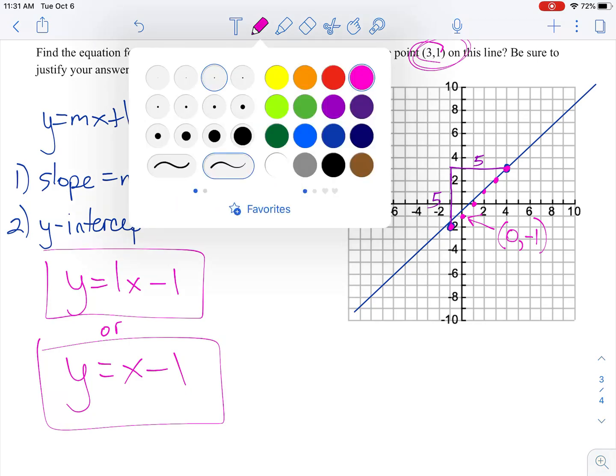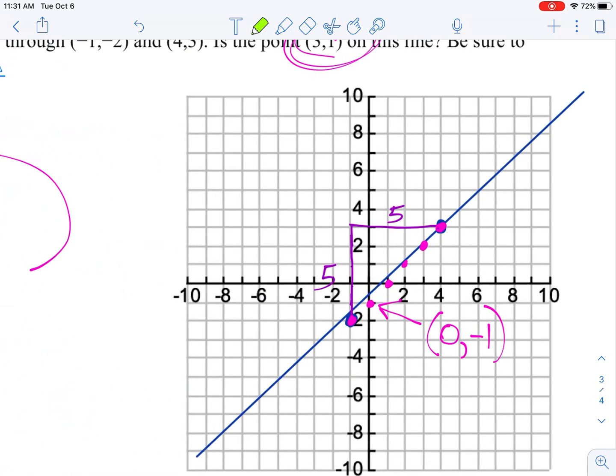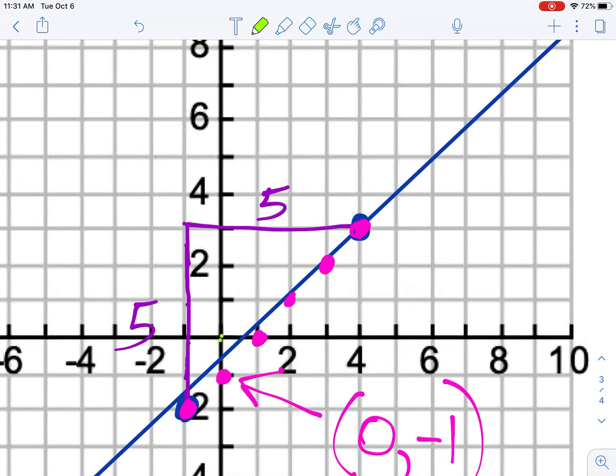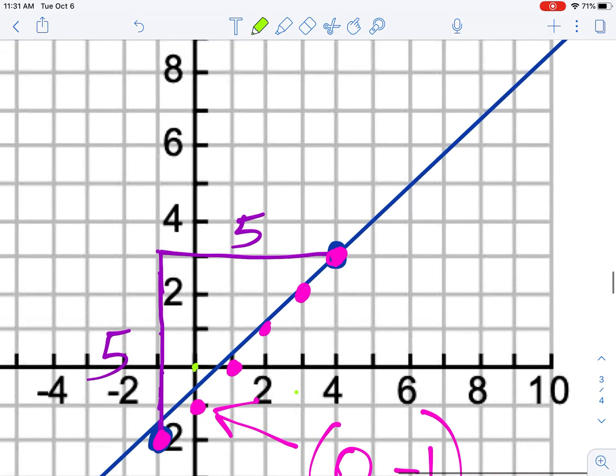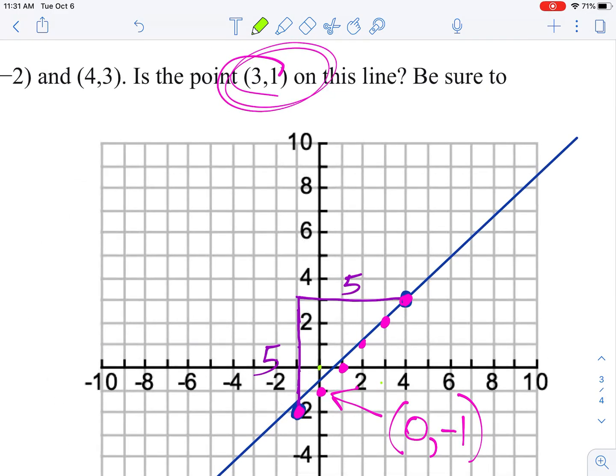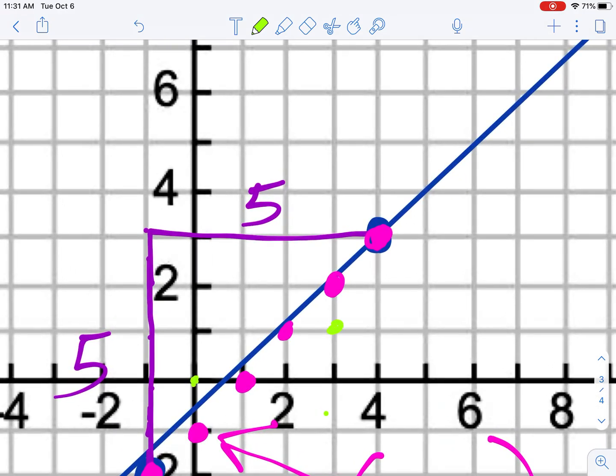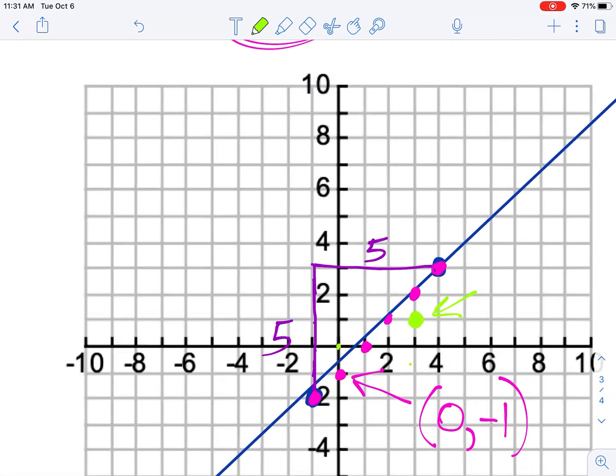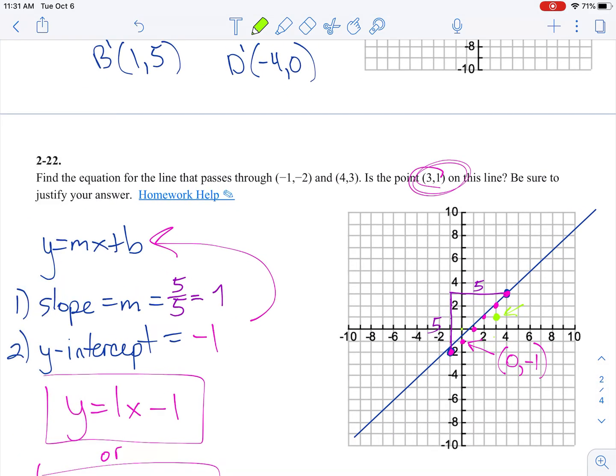Is 3, 1 on this line? I'm going to get the green marker out. So we want to find point 3, 1. So 3, 1, you start at the origin when you're locating a point. So 3 to the right. So remember you have to go in the elevator before you can go up or down. So when we're plotting a point, you have to go left or right before you can go up or down. So that point was 3, 1. So I'm going to go 3 to the right, and then I'm going to go up 1 to get to 3, 1. So what happened at that point? 3, 1, which is right here. So is this point on the line? No, it is not. So we can say no.